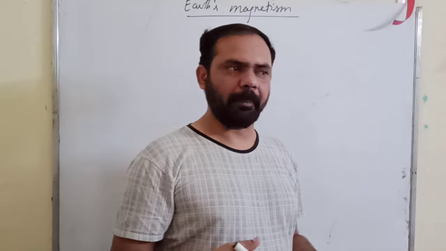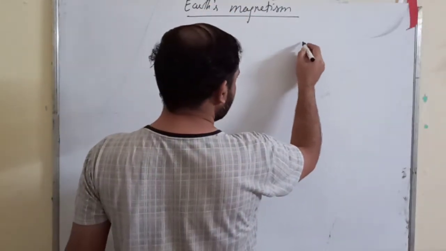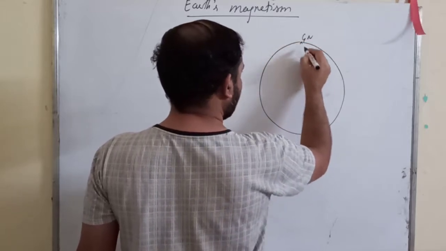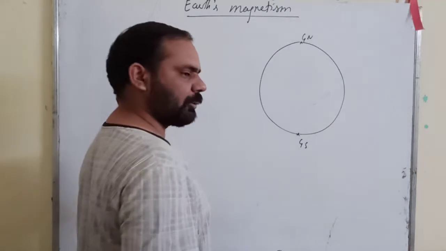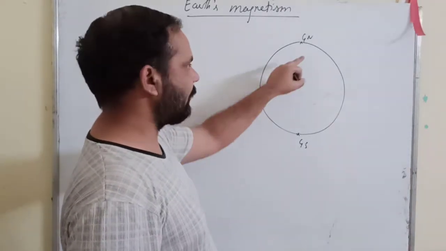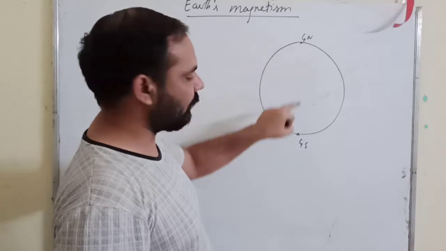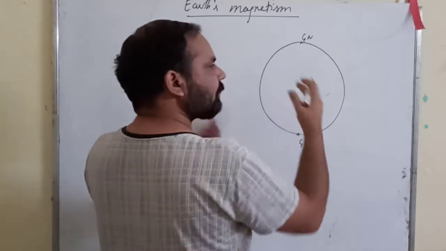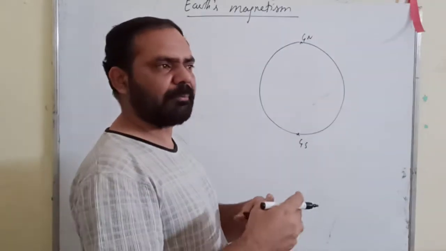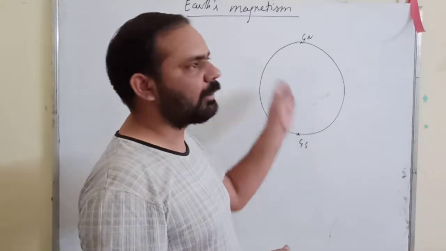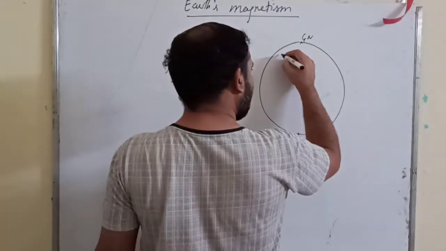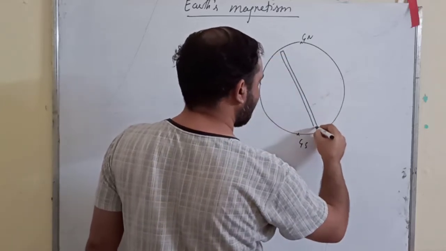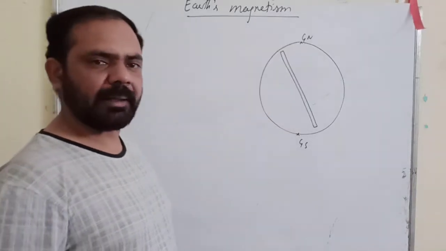Earth has its own magnetic field, and the various properties of Earth's magnetic field are as follows. Suppose this is geographical north here and this is geographical south. According to the geography of Earth, this point is called the geographical north and this point is the geographical south. Our Earth behaves simply like a bar magnet. It behaves as if a bar magnet is buried inside the Earth along a diameter, but the axis of the bar magnet is not along the rotational axis of Earth.